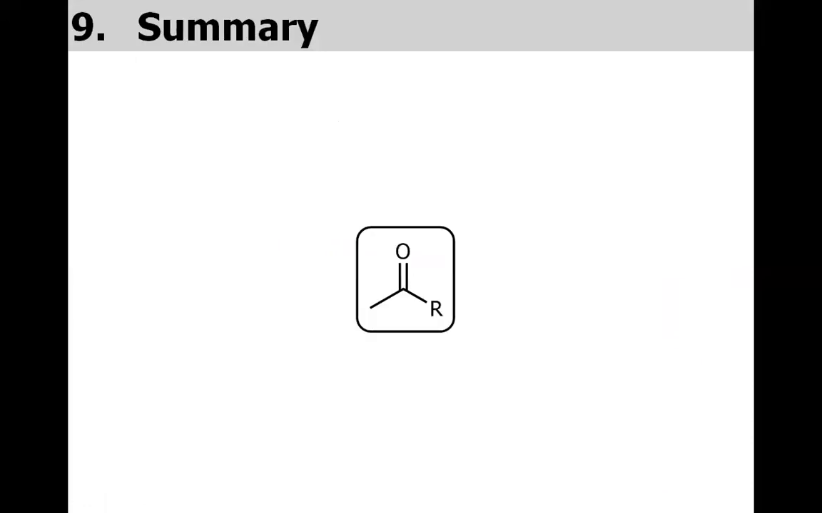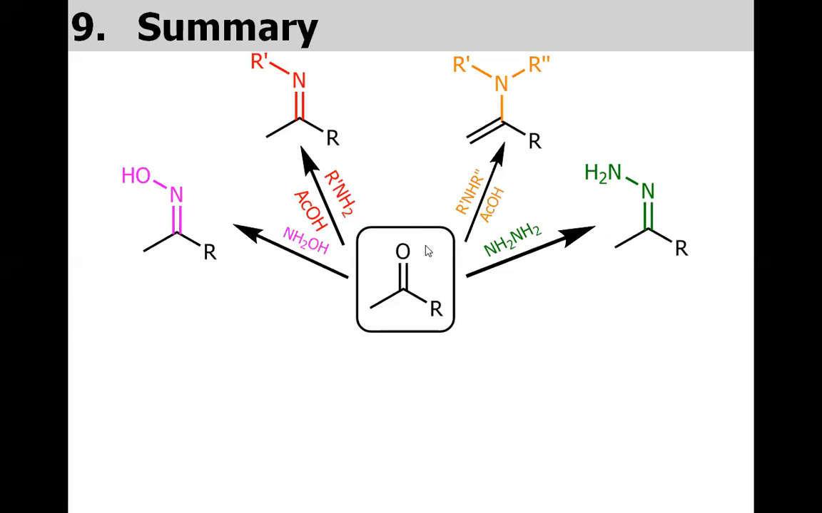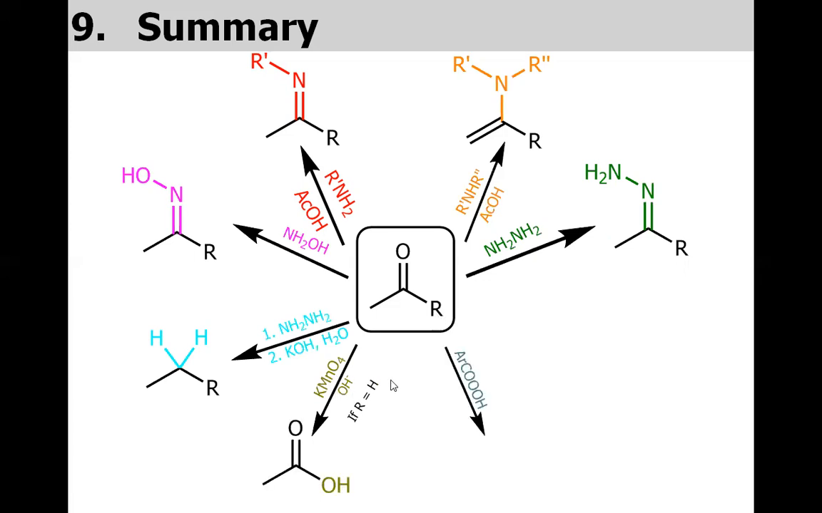So in summary, we have discussed the reaction of aldehyde or ketone with the primary amine under acidic condition to afford the imine, and with the secondary amine we have the enamine. With hydroxylamine we have the oxime. With hydrazine we have the hydrazone, and with hydrazine and potassium hydroxide we have the deoxygenation. The reaction is called the Wolff-Kishner reduction. With potassium permanganate, if this R is H, that is for the aldehyde, we have the carboxylic acid, and when treated with this peracid, we have the Baeyer-Villiger oxidation to have this ester.